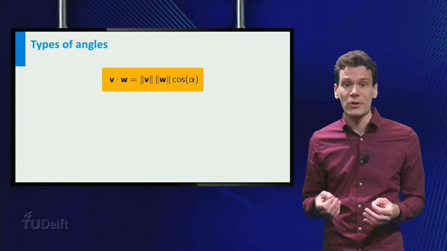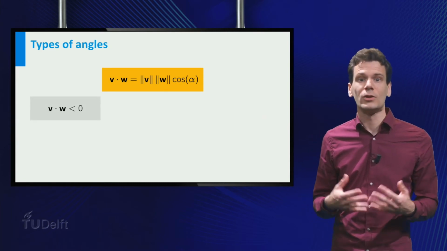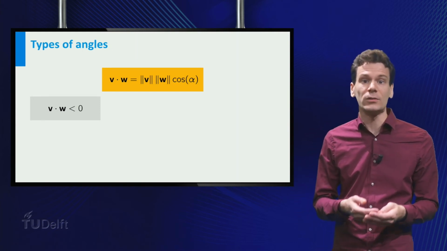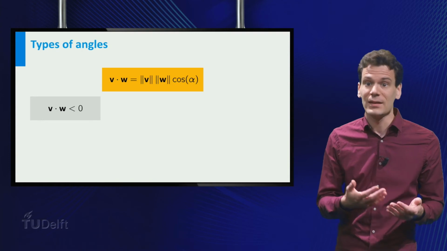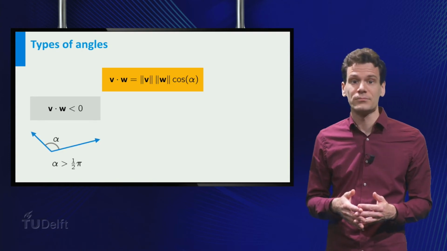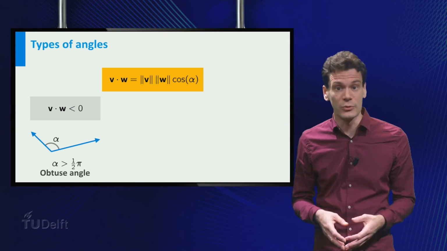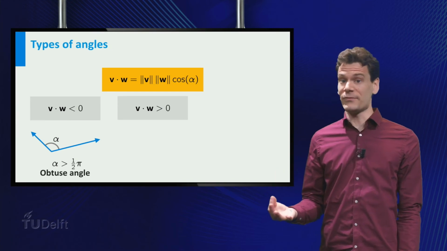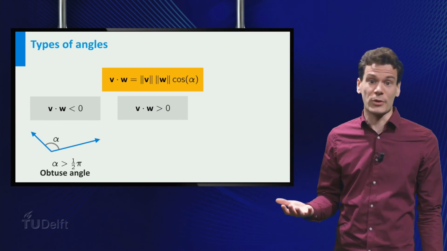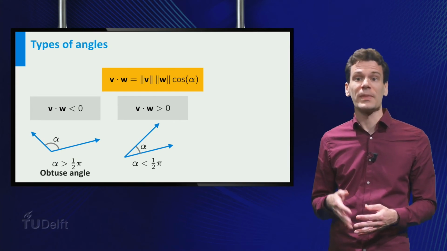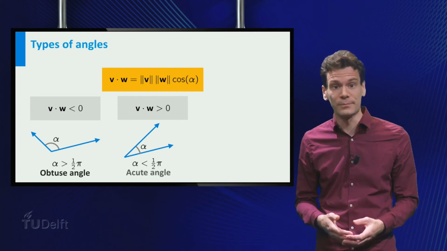Indeed, suppose the dot product is negative. The norms are larger than 0, so this means that the cosine of the angle must be negative. This means that the angle is larger than pi over 2. Such an angle is called obtuse. On the other hand, if the dot product is positive, the cosine of the angle is positive as well. Then the angle is less than pi over 2, and such an angle is called acute.